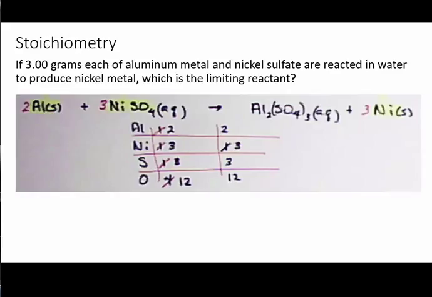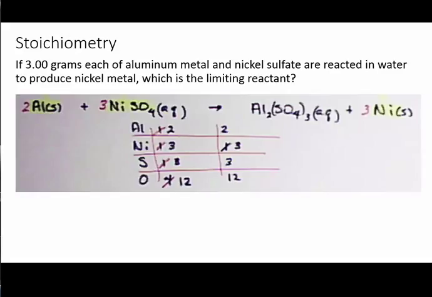Now here's the way that we find a limiting reactant. You have to do some kind of stoichiometry that will let you figure out which one of the two reactants, and we have two of them, aluminum and nickel sulfate, is the limiting reactant. So what's a limiting reactant? A limiting reactant is the chemical that runs out first in a reaction. The limiting reactant is the chemical that runs out first in the chemical reaction.